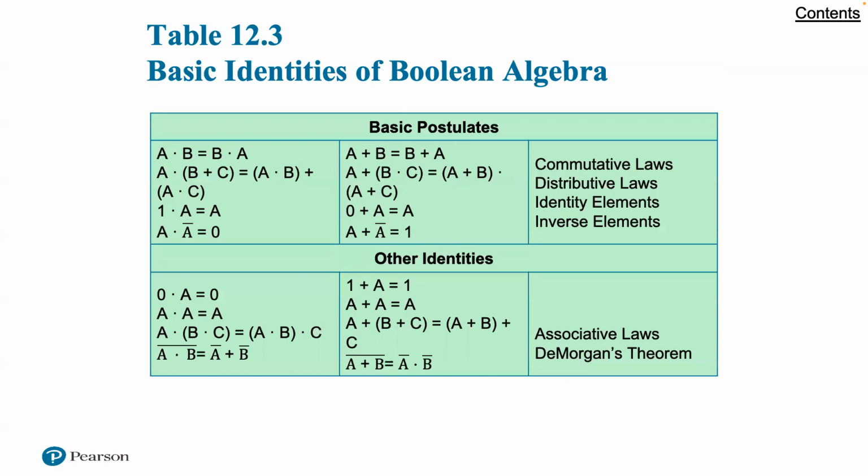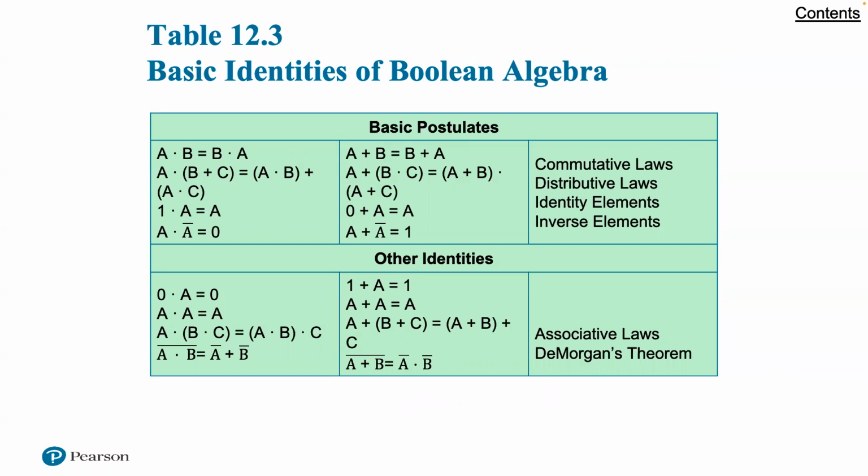Now here in table 12.3, it summarizes key identities of the Boolean algebra. The equations have been arranged in 2 columns to show the complementary or dual nature of AND and OR operations. There are 2 classes of identities: basic rules or postulates, which are stated without proof, and other identities that can be derived from the basic postulates. The postulates define the way in which Boolean expressions are interpreted.